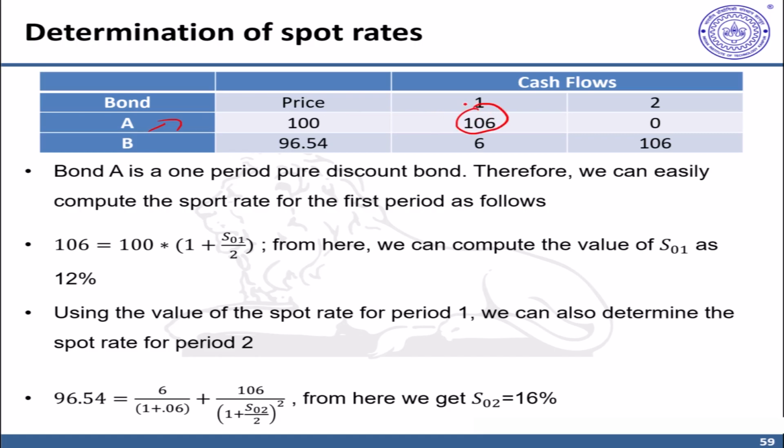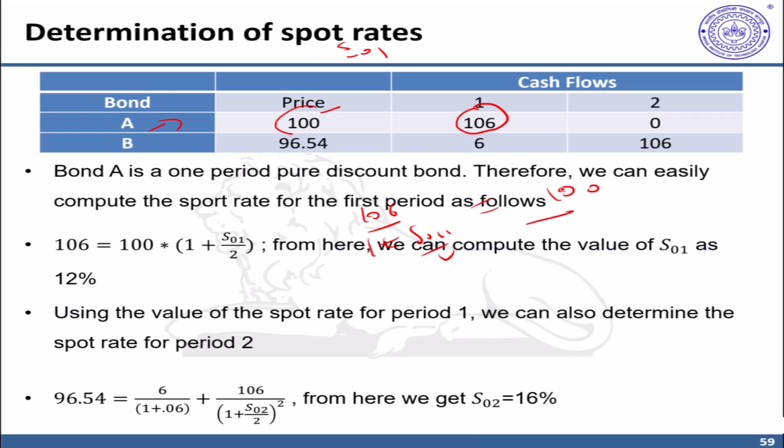Think of semi-annual compounding and a price of 100. The basic idea here is that if there were to exist some spot rate S01 for risk-free instruments, then discounting 106 upon 1 plus S01 by 2 should result in a price of 100, if the market is efficient and fairly valuing this cash flow. Given that the price is 100, this relationship holds.